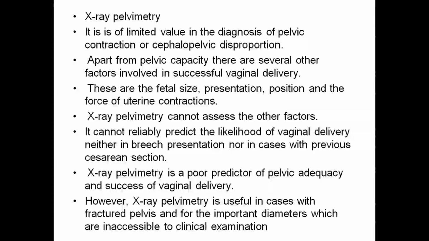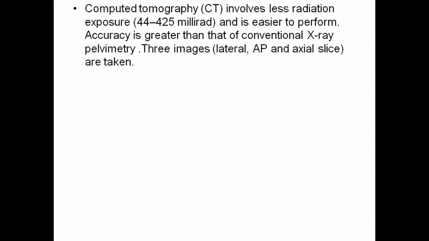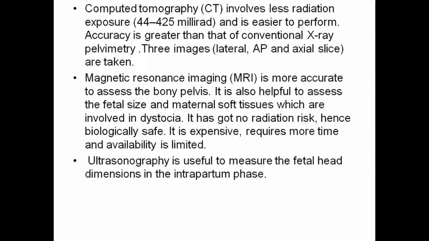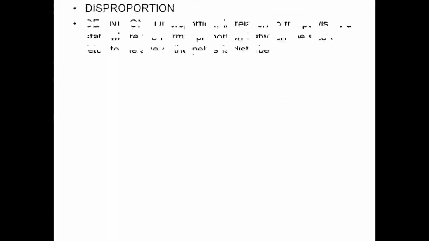However, X-ray pelvimetry is useful in cases with fractured pelvis and for the important diameters which are inaccessible to clinical examination. CT scan involves less radiation exposure and is easier to perform. Accuracy is greater than that of conventional X-ray pelvimetry. Magnetic resonance imaging is more accurate to assess the bony pelvis. It is also helpful to assess the fetal size and maternal soft tissues which are involved in dystocia. It has no radiation risk and hence is biologically safe. It is expensive, requires more time, and availability is limited. Ultrasonography is useful to measure the fetal head dimensions in the intrapartum phase.